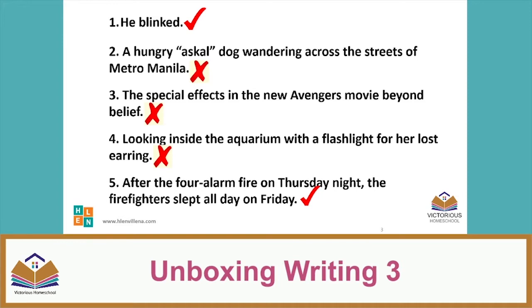For example, number 2 is missing a verb. So one way to correct this is to add a verb. Number 3 is also missing a verb. So one way of checking this is adding a verb. Number 4 is missing both a subject and a verb. With your knowledge in Unboxing Writing 1, you're able to recognize fragments. And you should be able to edit your own sentences with this knowledge.